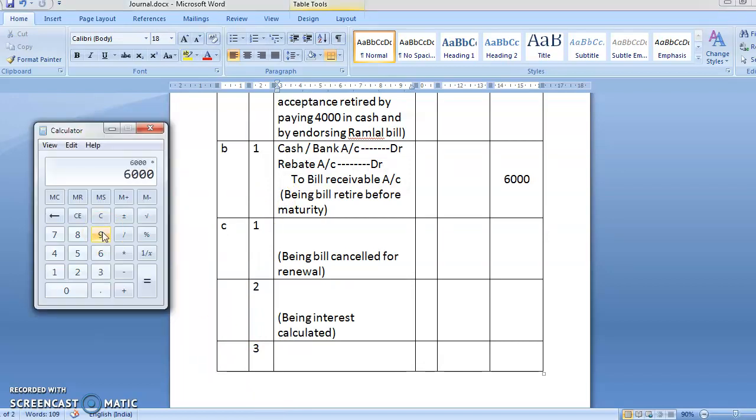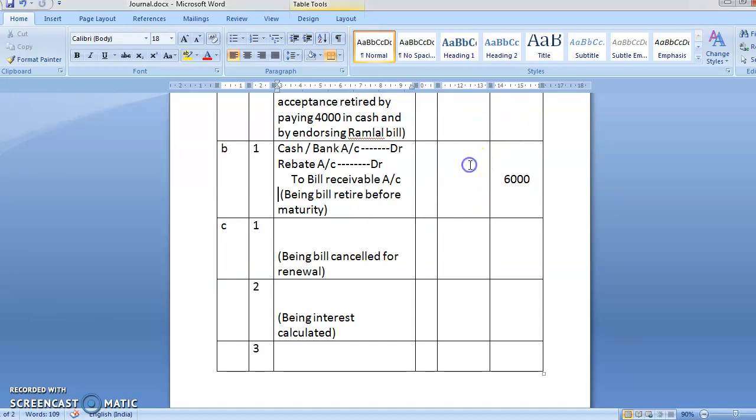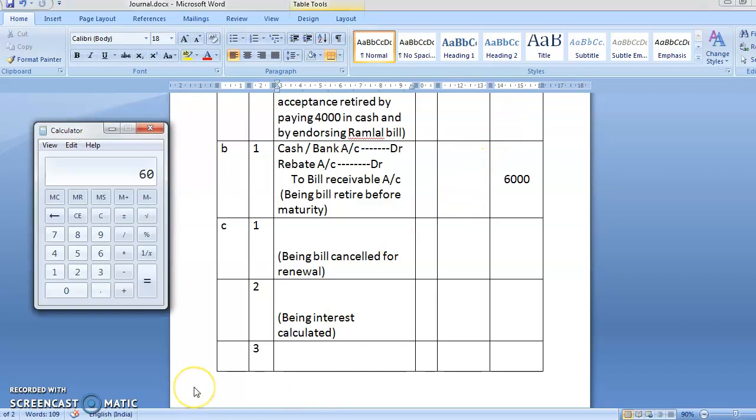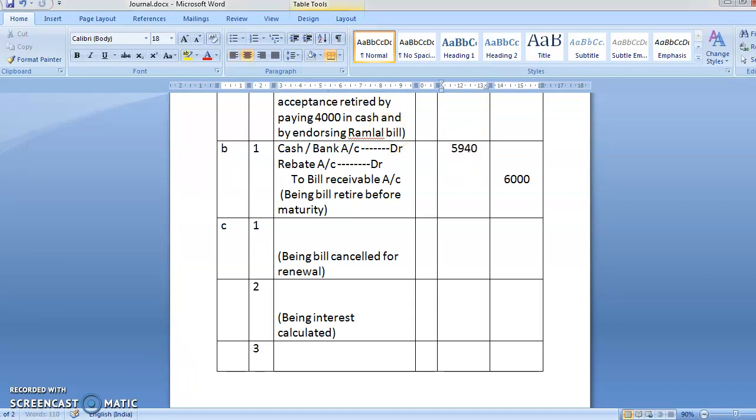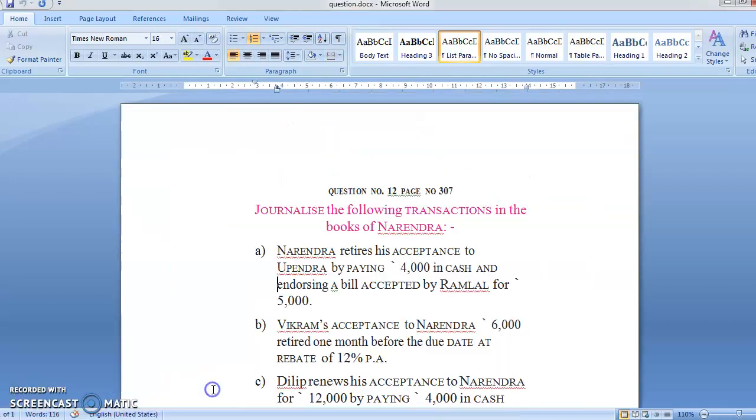6,000 into 12% comes to 720. So 720 divided by 12. It is only for 1 month before, so interest will be calculated only for a month. So the rebate is 60. So when the rebate is 60, how much money are you receiving? 6,000 minus 60, you are receiving 5,940. So you'll be receiving money 5,940 and the rebate will be 60 rupees. Got it, students? This was very simple, which we have already done. So nothing new in this.